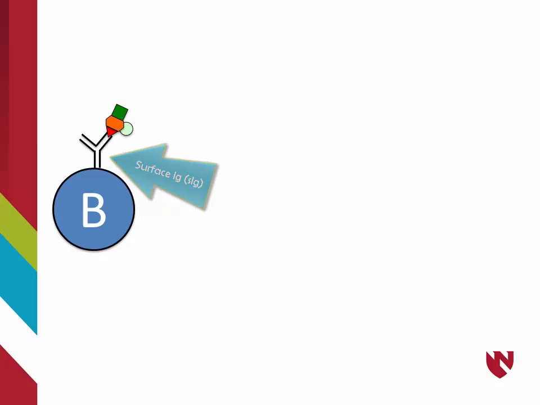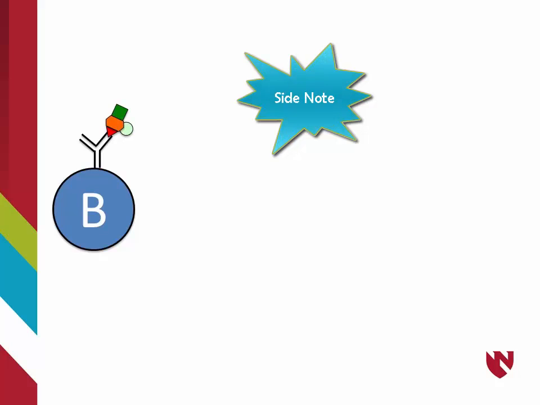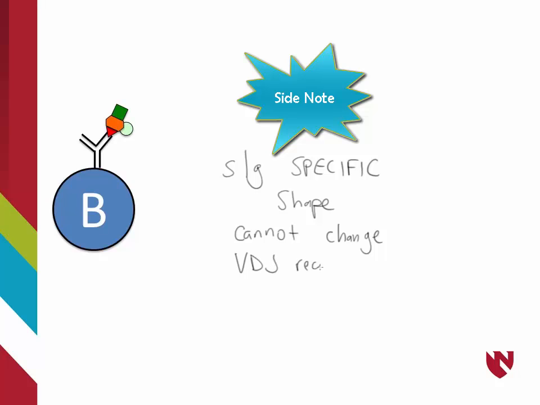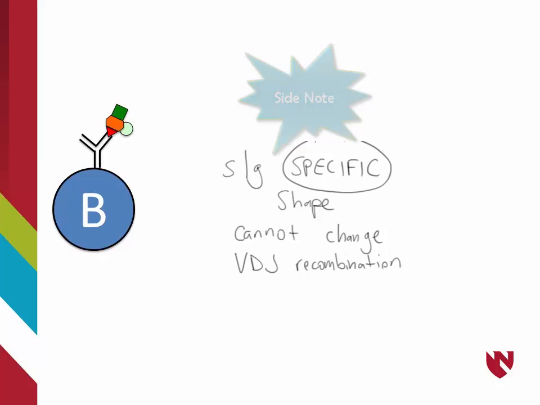I have to make a side note about surface IgG right now. Each surface IgG is specific for a specific epitope shape, and its specificity can never change. This is due to VDJ gene recombination, which is an entirely different immunological concept that deserves its own lecture. What you need to remember is that surface IgG is an antibody that recognizes a specific epitope on an antigen.